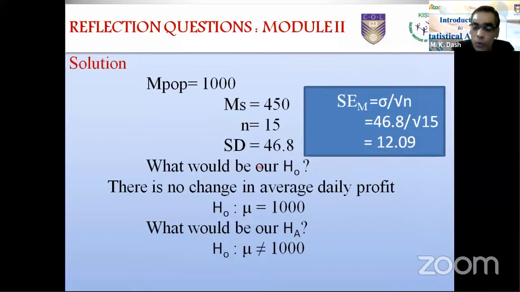Because the calculated value will be compared with the table value. When you are comparing with the table value, you need to see whether it is a one-tailed test or two-tailed test, a left-tailed test or right-tailed test. That is very important. Otherwise, everything will be wrong.